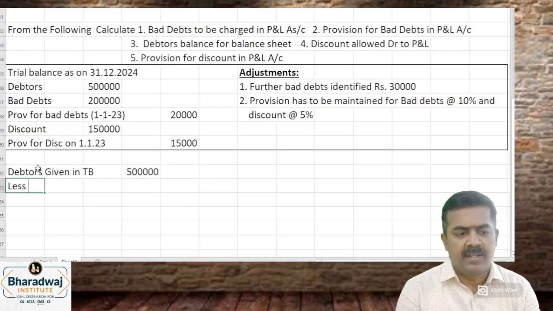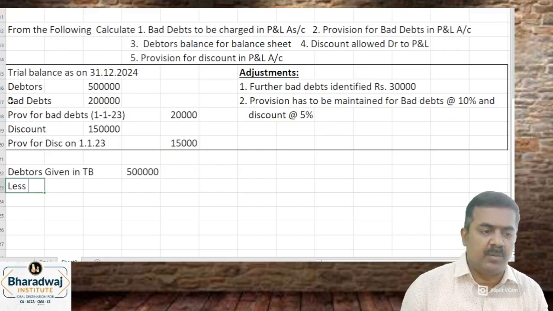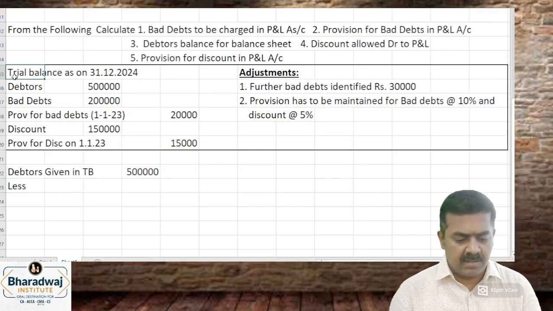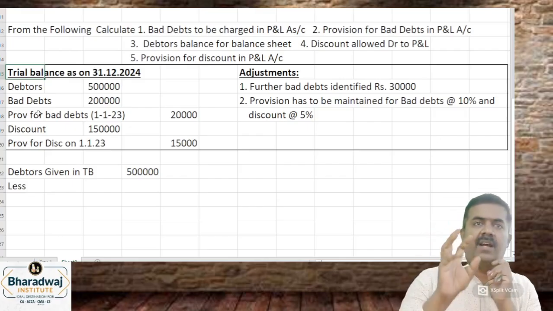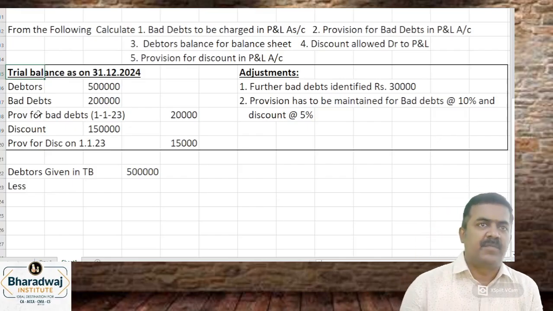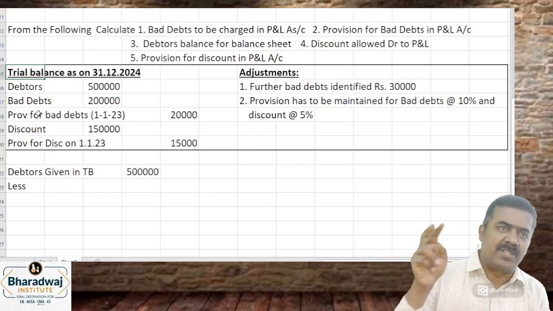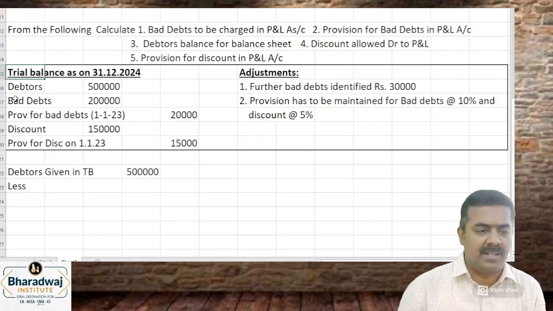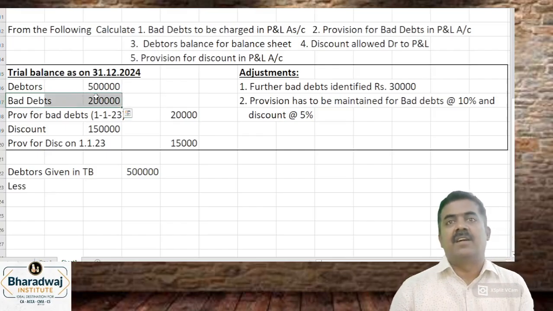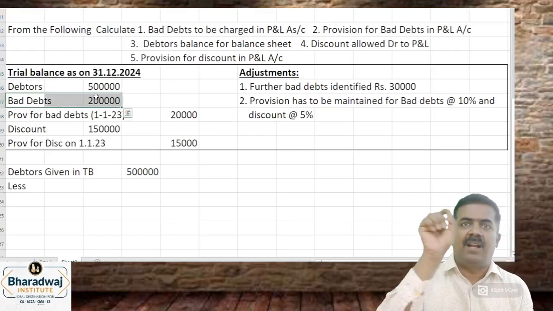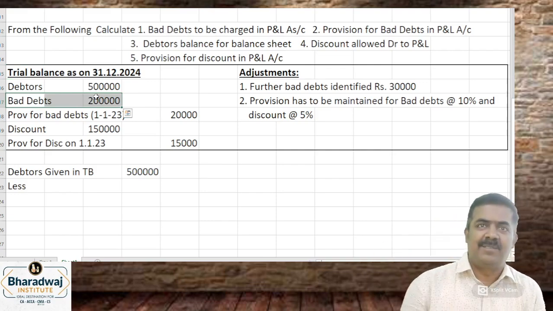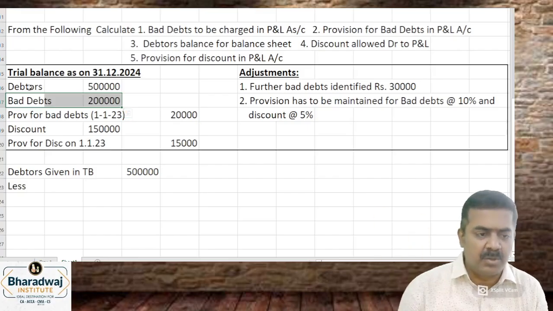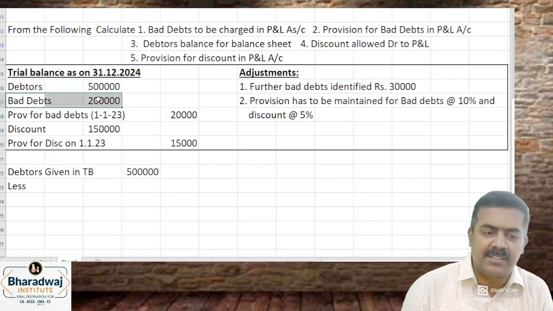Less. There are two bad debts given. One is already given in the trial balance. See, when an item comes in the trial balance, the journal should have been passed, posted in ledger, and the ledger should have a balance. Only then it will come in the trial balance. This is already recorded. The journal entry: bad debts account debit to debtors. If already something is recorded, this would have been already adjusted with debtors balance.